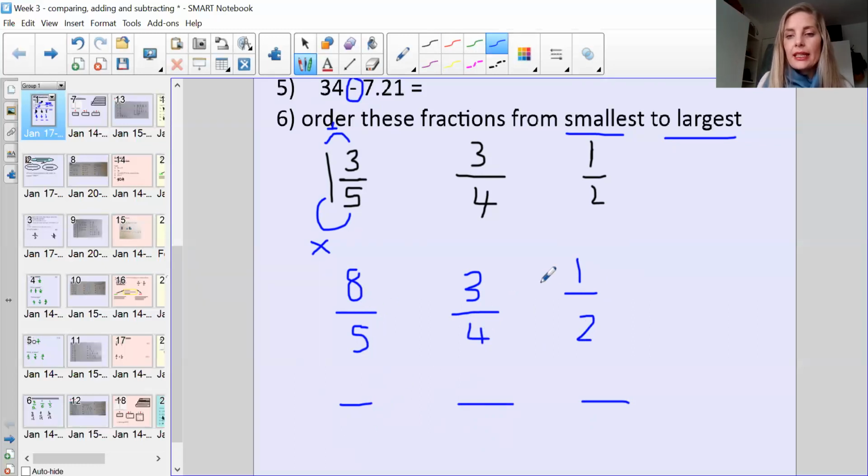Can 4 go into 20? Yes. Can 2 go into 20? Yes. So I'm going to make them all over 20. And now I'm making equivalent fractions. They all need to have the same denominator. Otherwise, I cannot compare them.